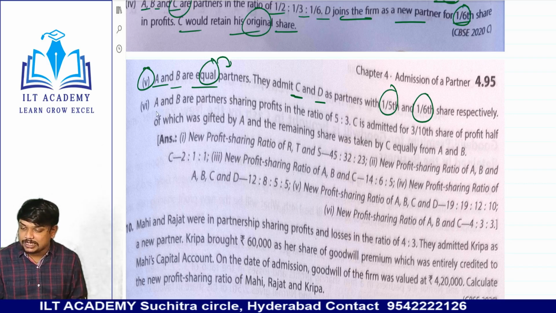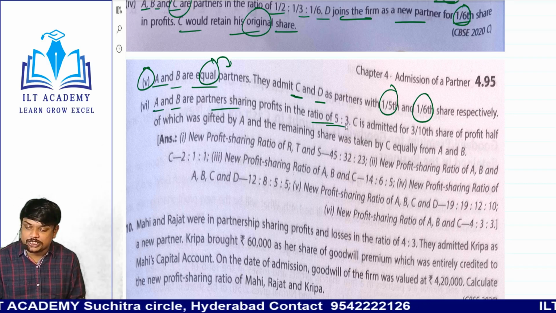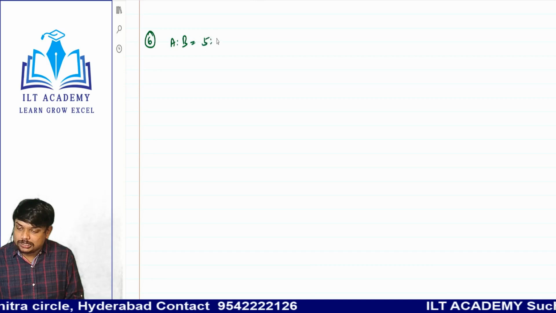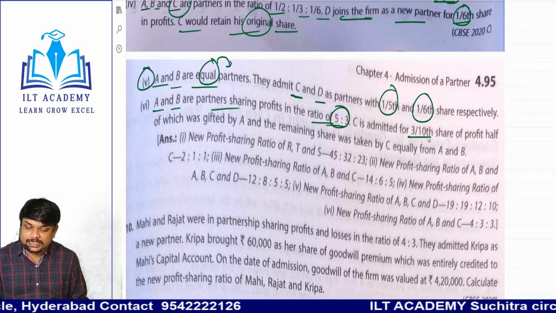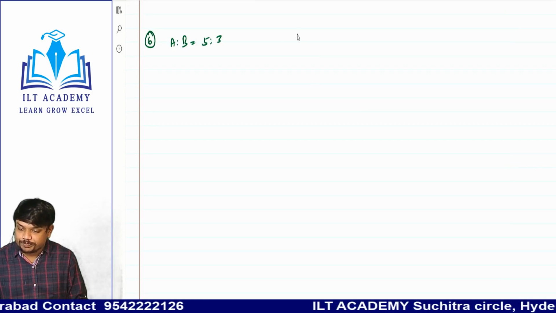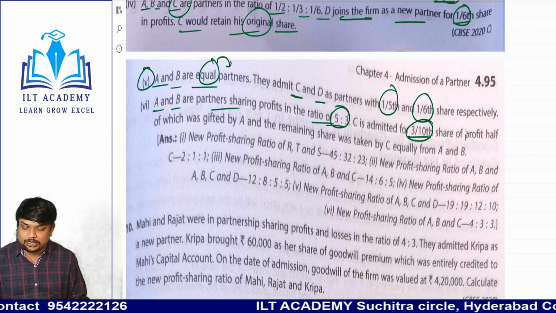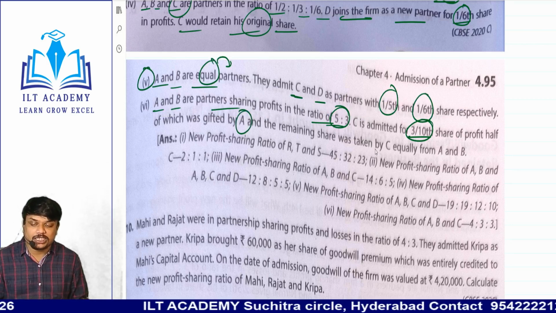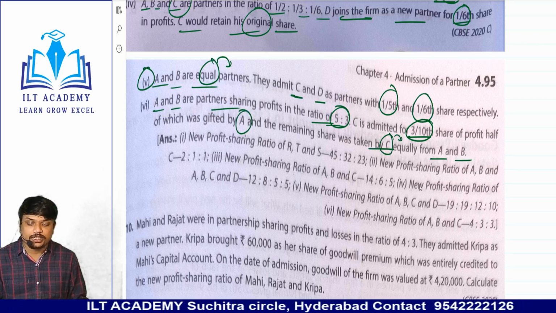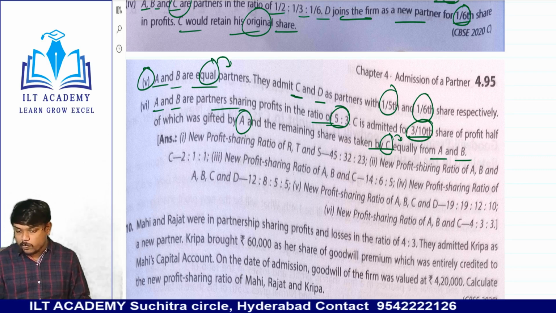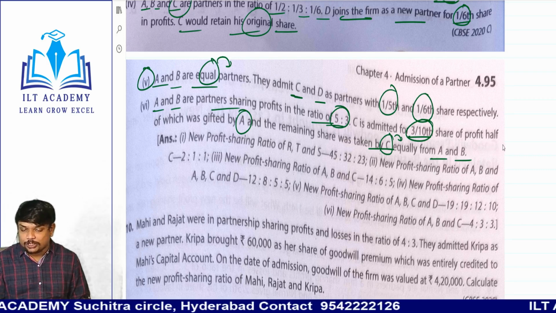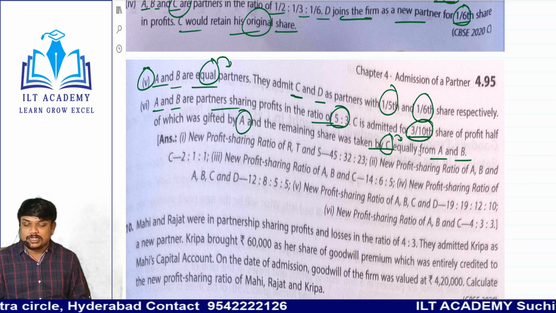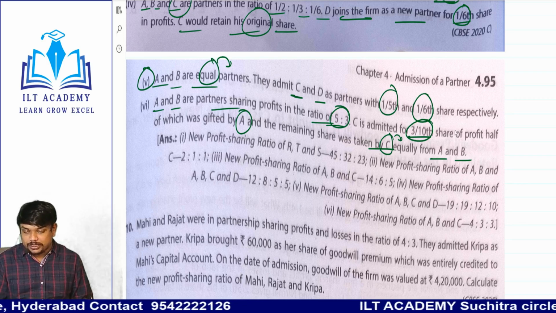Now look at what the 6th one is: A and B are partners sharing the profits in the ratio 5:3. A is to B is 5:3. C is admitted for 3/10th share of profit, half of which was gifted by A, and the remaining share was taken by C equally from A and B.